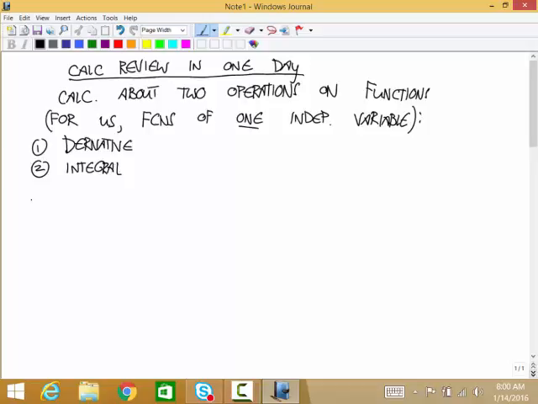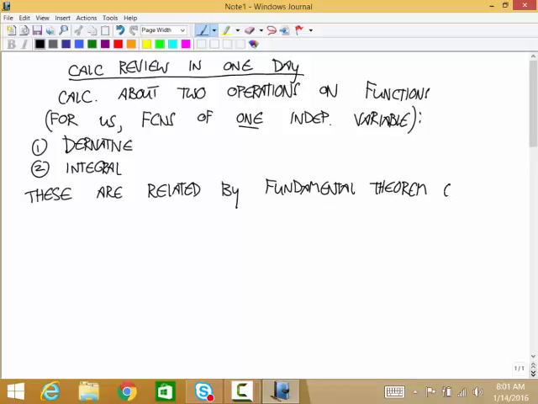And these two are related to each other by the fundamental theorem of calculus. And the fundamental theorem of calculus says that these are inverse operations. So they're inverse operations, which means one undoes the other one.